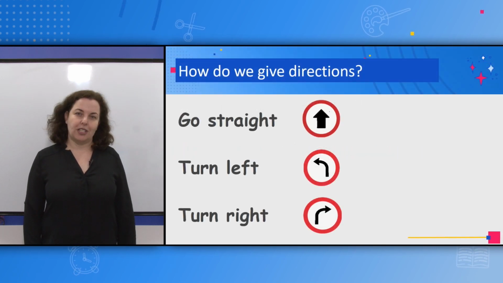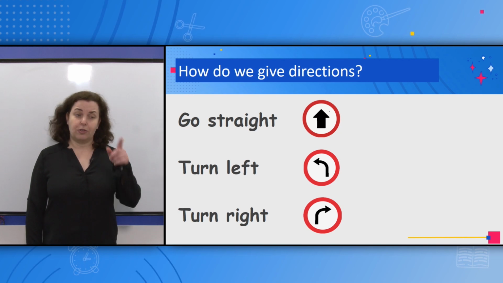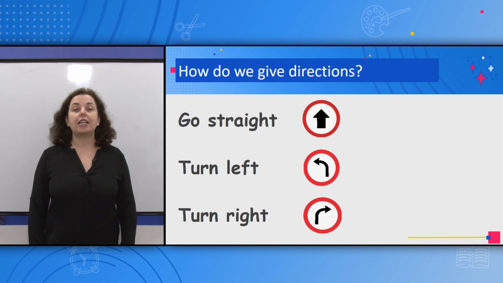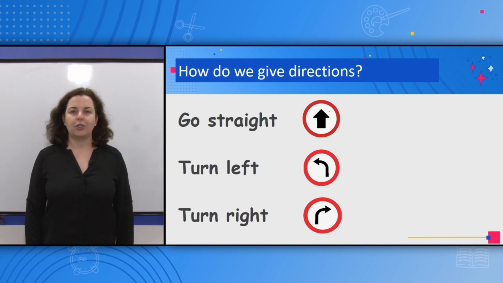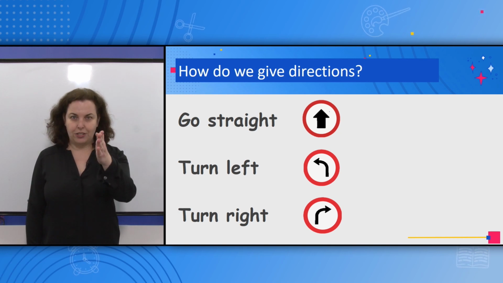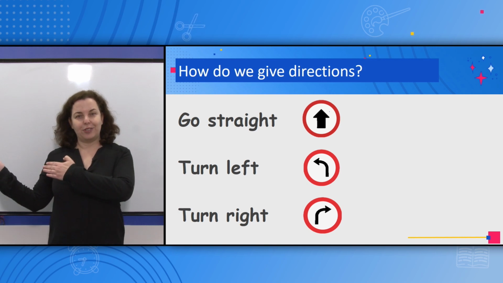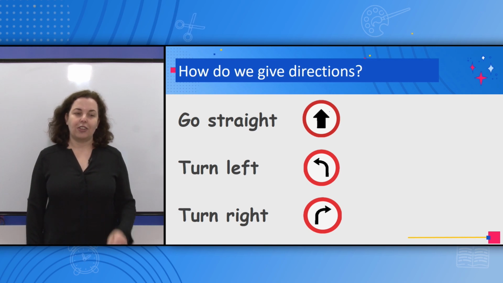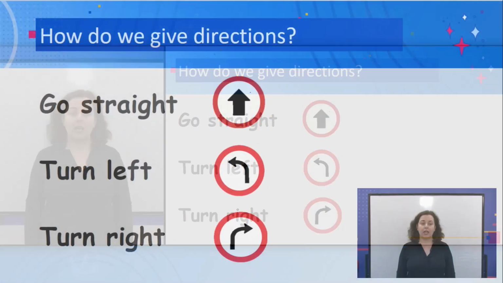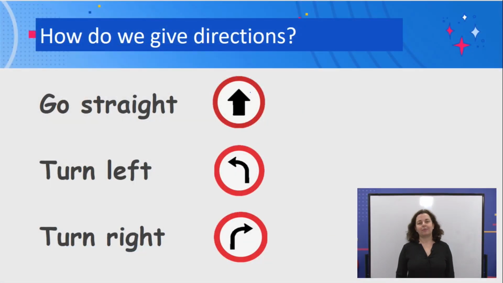How do we give directions in English? The first point here on my slide is go straight. Do you see the arrow? Go straight. The second point is turn left. Turn left. The third point, as you can see the arrow, is turn right. These are the 3 first points. Go straight, turn left, or turn right. Let's continue.